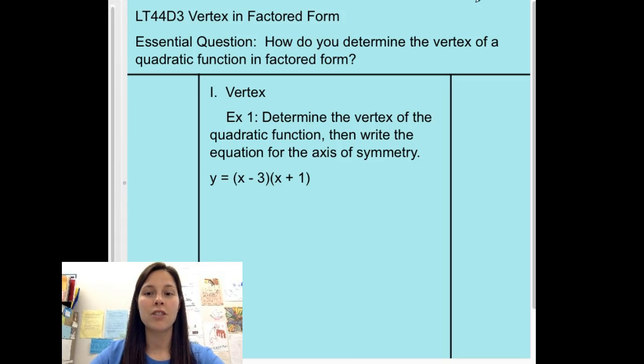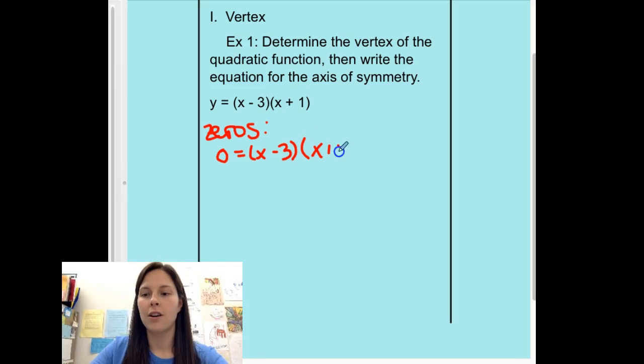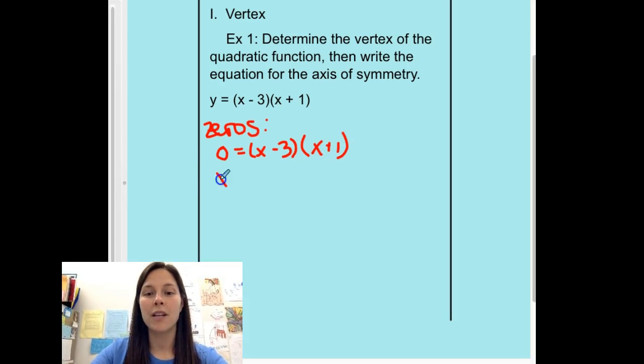Our essential question: how do you determine the vertex of a quadratic equation in factored form? To find the vertex, we first need the zeros. Remember, the zeros are the x-intercepts, or the x values when the function is equal to 0. So when we replace y with 0, we set up the zero product property, setting each of those binomials equal to 0, and then solving for x.